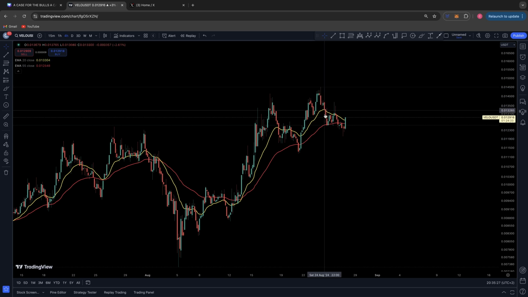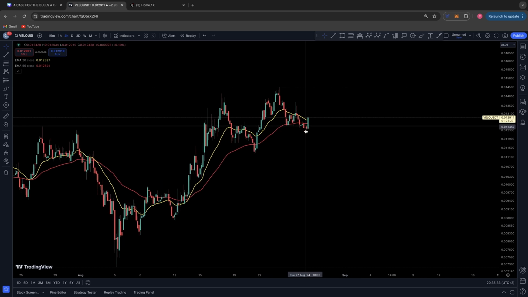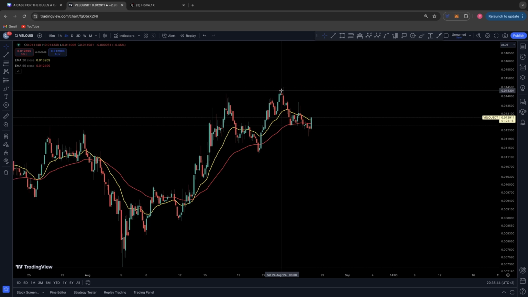Right now we've done the same thing. We've come back down to the 55, ran into the 20, lost the 55. We've deviated away from it, but what you'll notice is we've had a really strong candle coming in right now, and if we can close out above these 4 hour EMAs, then I think we're looking to start retracing back to these local 0.014 highs.